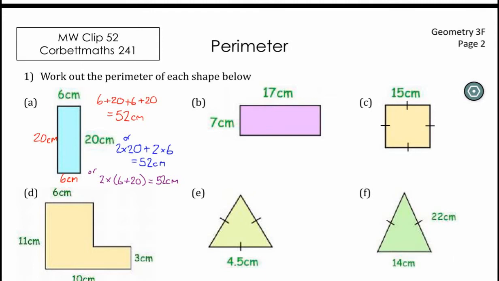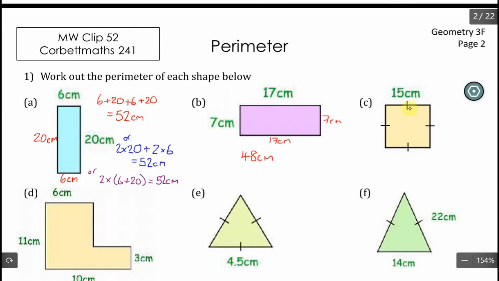So in part B, this must be 17, this must be 7. I'm going to use the last method, this one, as a shortcut. I'm going to add together 17 and 7. That would make 24. 2 lots of 24 is 48.